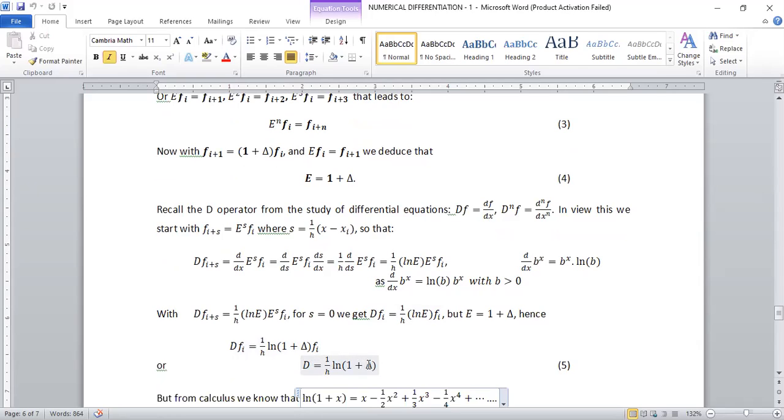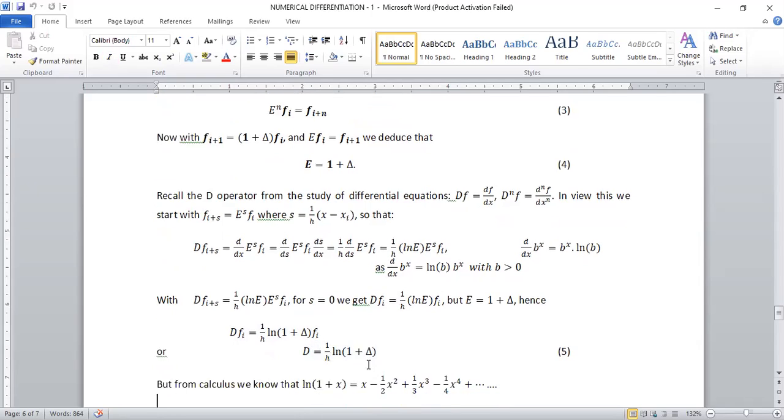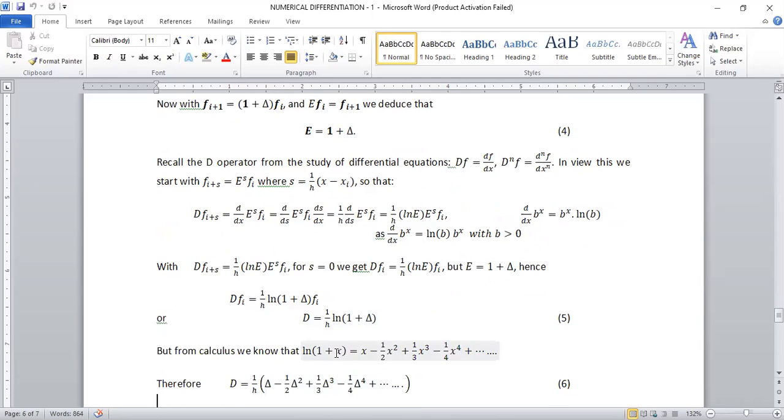लेकिन ln of 1 plus anything from calculus is known to be for example, ln of 1 plus x is x minus x square upon 2 factorial 2 plus x cubed by 3 minus x4 by 4. So this d operator is 1 upon h delta minus 1 upon 2 delta square plus 1 upon 3 delta cube minus 1 upon 4 delta 4 and so on.